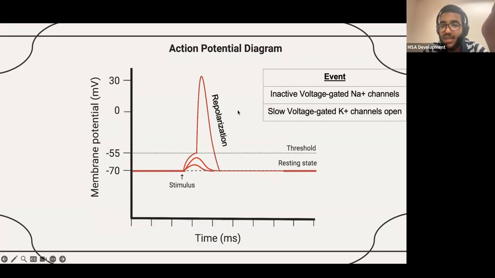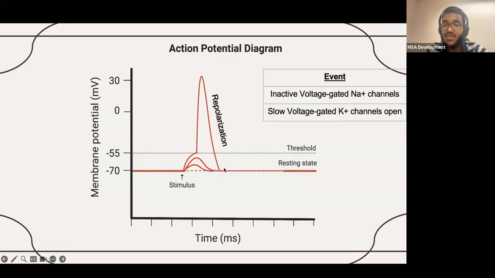And what are the events happening? Two events this time. The voltage-gated sodium channels close because the inactivation gate closes, and also the slow voltage-gated potassium channels open, allowing potassium to leave from inside to outside rapidly, making the membrane more negative again.